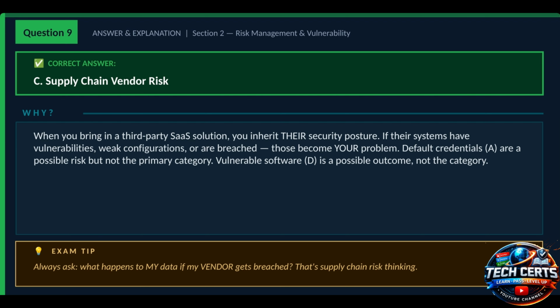Those become your problem. Default credentials are a possible risk, but not the primary category. Vulnerable software is a possible outcome, not the category of risk. Always ask yourself, what happens to MY data if my vendor gets breached? That's supply chain risk thinking.